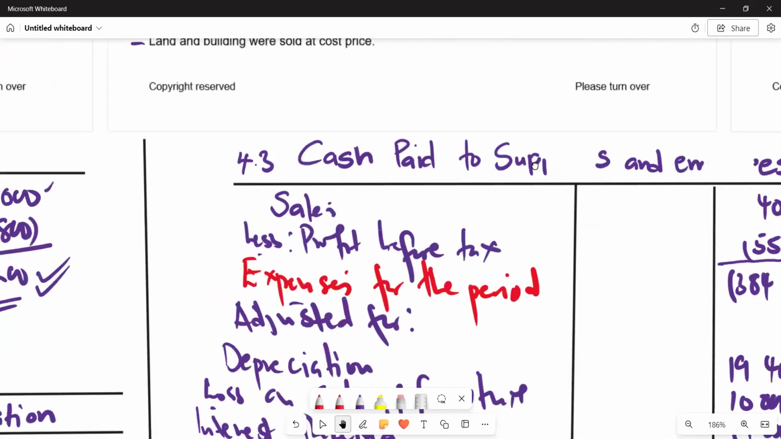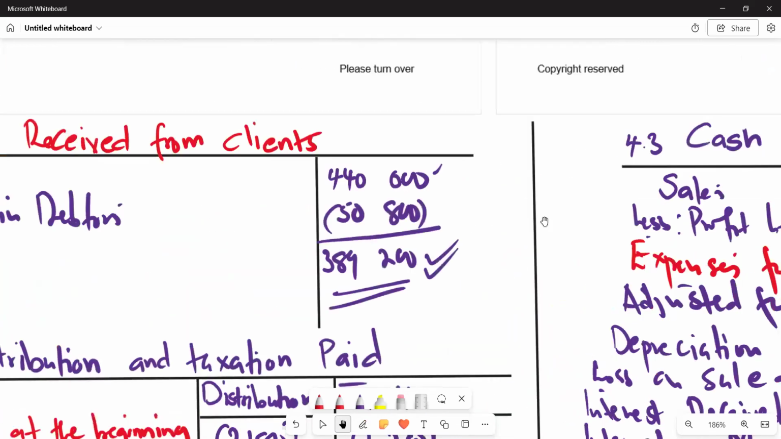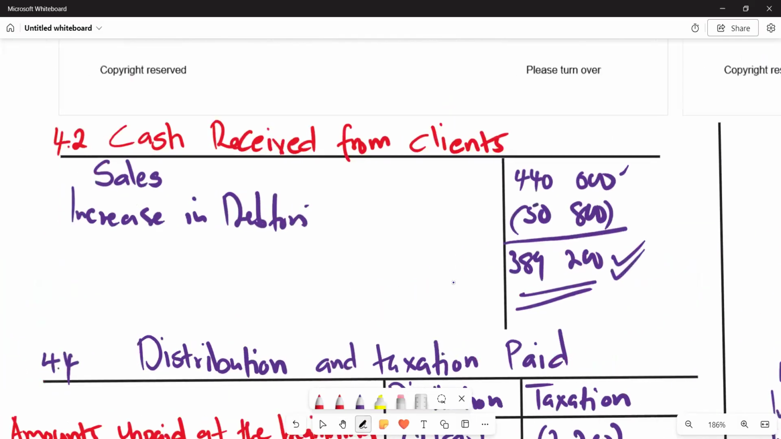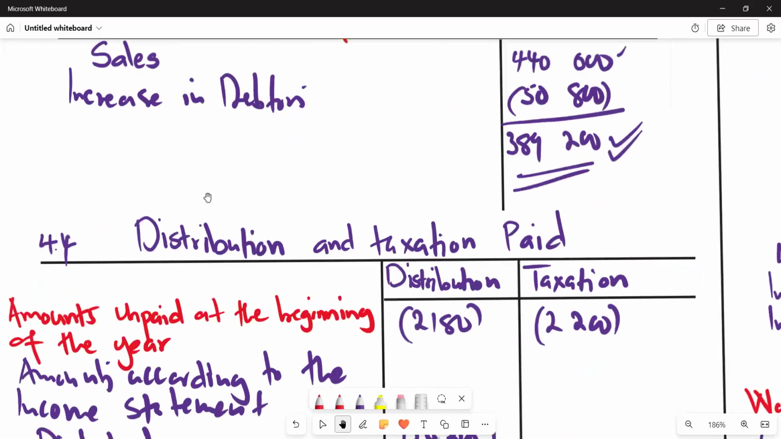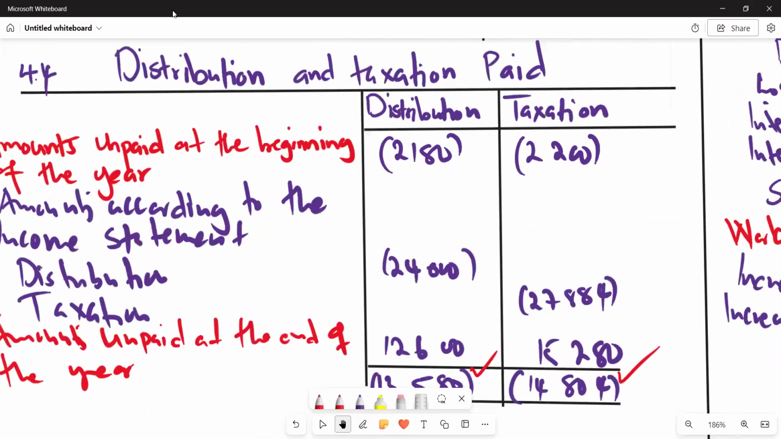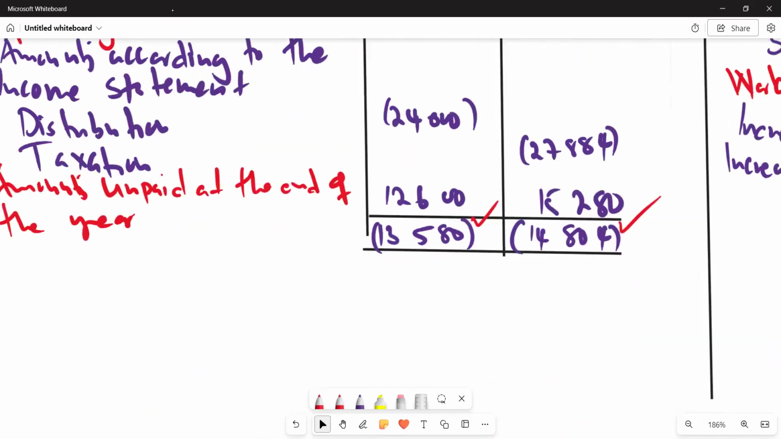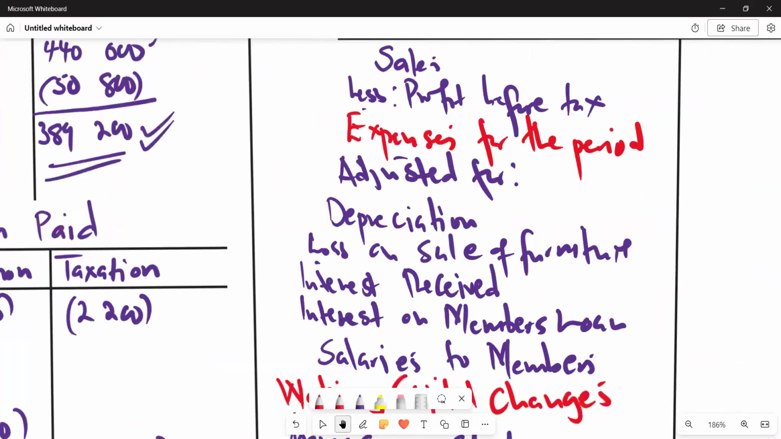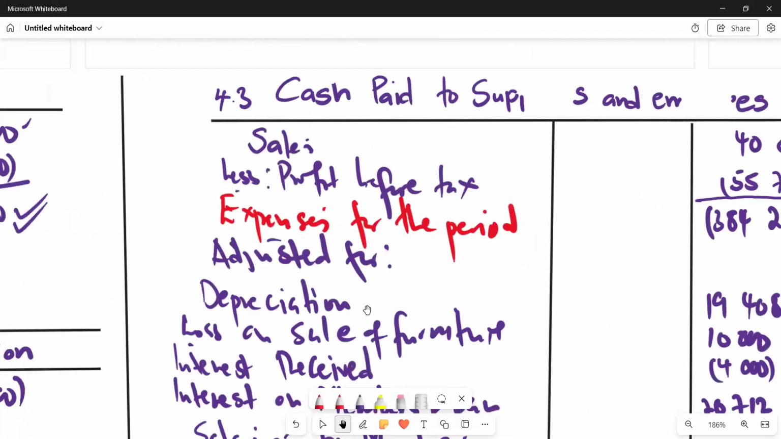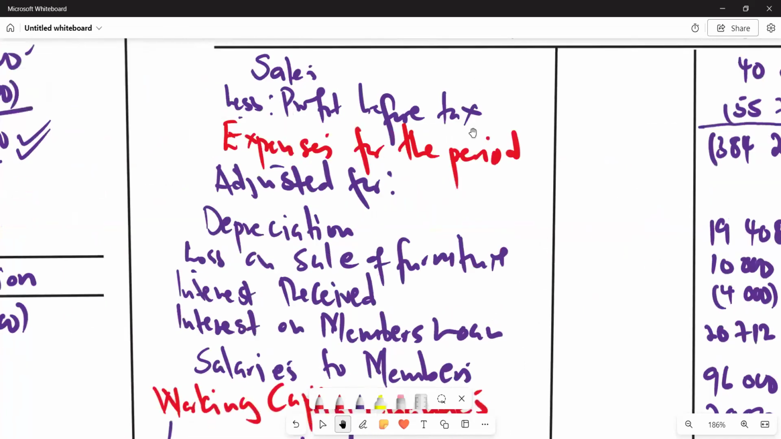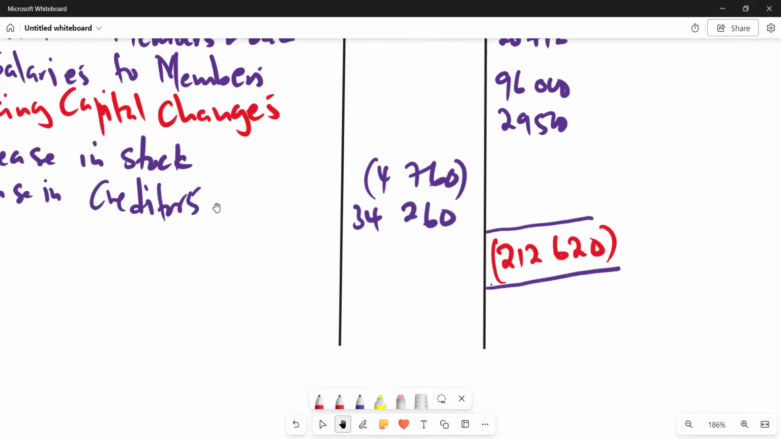So this is what we prepared in the last video. We have the cash received from clients, and we got this figure as 389,200. Then on our distribution and taxation page, we got the balance for distribution, which is 13,580, and taxation 14,804, both of them being negative. Then we prepared the cash paid to suppliers and employees, where the figure is again a negative, 204,620. So these are the figures that we are just going to transfer to our statement of cash flow.